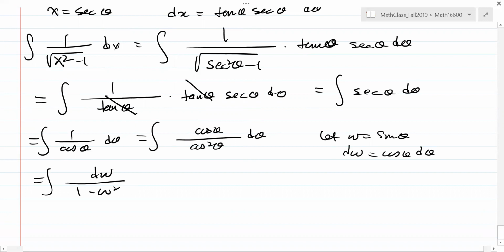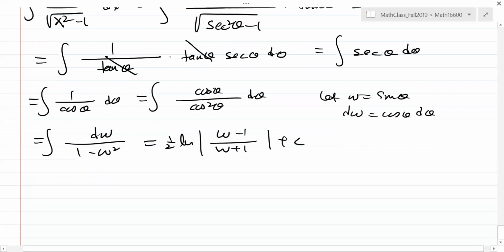And we end up with the same integrals. It's not surprising. And I can write down the formula. It is going to be the absolute value of W minus 1 over W plus 1. It's the same result. And this is going to be sine theta minus 1 over sine theta plus 1, plus a constant.